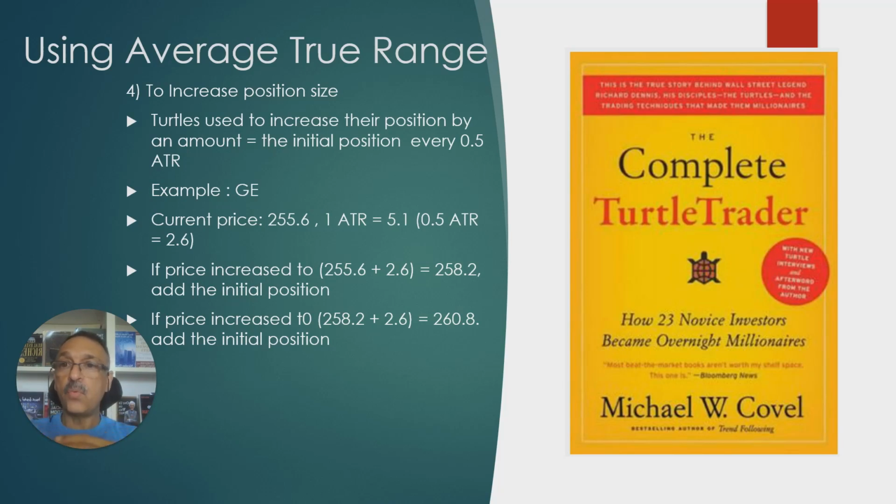The turtles' system was to increase the position size every 0.5 ATR. So let's take GE as an example. The current price is 255, 1 ATR is 5, 0.5 ATR is 2.6. So if the stock increased by 2.6, they add a position equal to the initial position that they started with. Let's assume that the stock price increased by another 2.6. Then they add another position equal to the initial position, until they reach the maximum of 4 times the initial position. Okay, so that was the fourth use of the average true range.